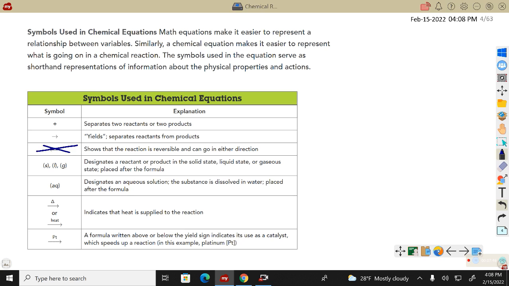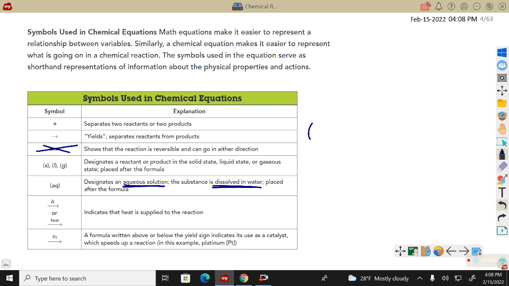But we'll definitely see the symbols solid, liquid, gas. They, again, just give us more information on what things are going to look like. S for solid, L for liquid, and G for gas. We're definitely going to see this word AQ, aqueous. An aqueous solution means that a substance is dissolved in water. It's a little bit different than the L.